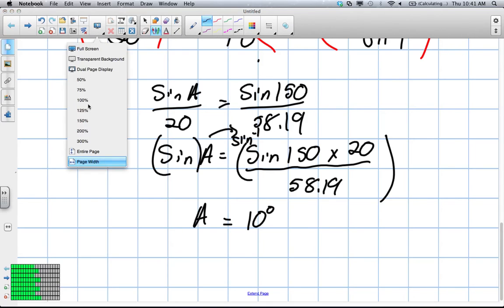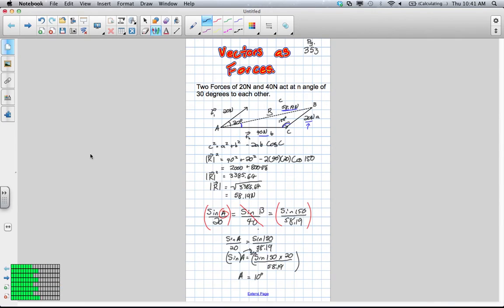So let's zoom out the entire page. Okay, so what this means is, in comparison to our 40 newtons or our horizontal, it's being lifted or counterclockwise 10 degrees of our 40 newtons, and the force being applied is 58.19 newtons.